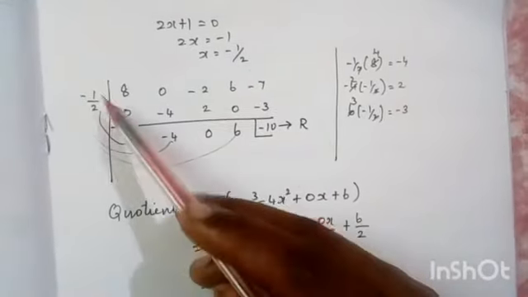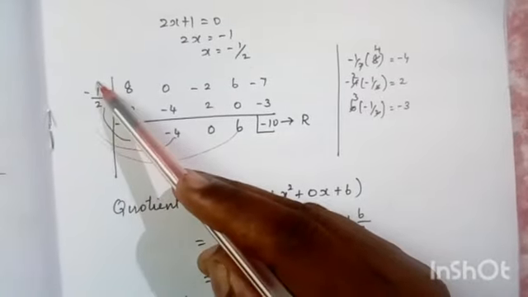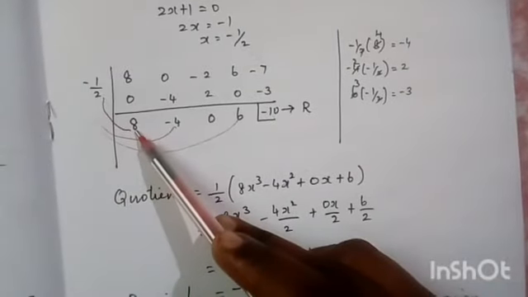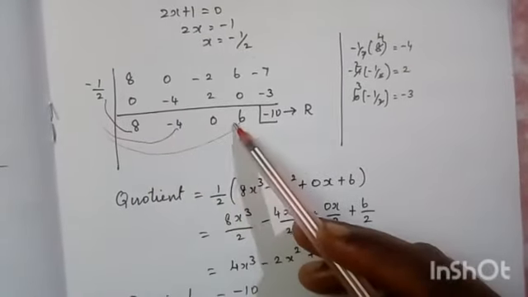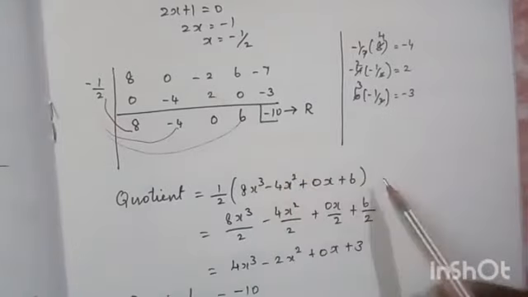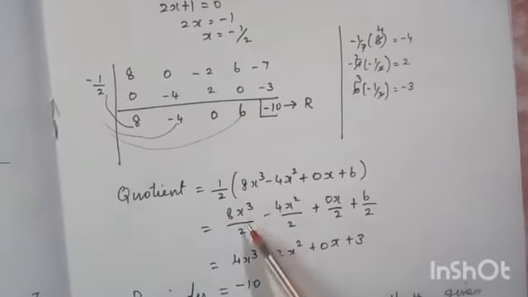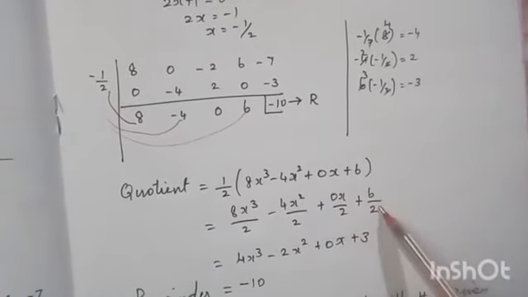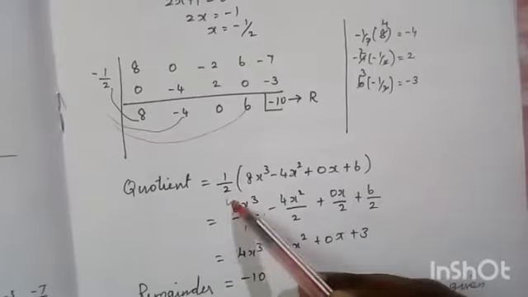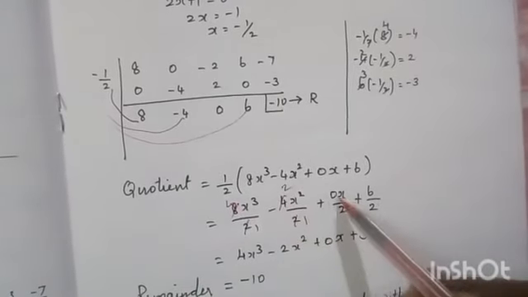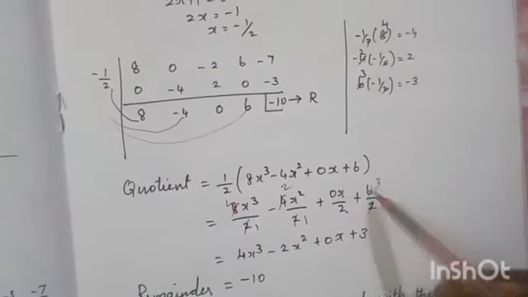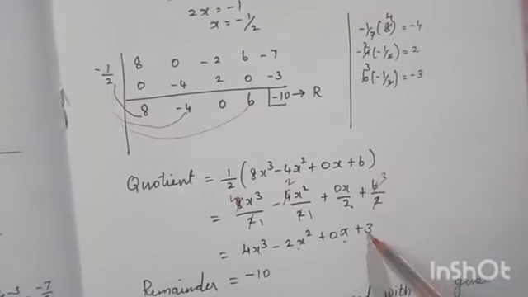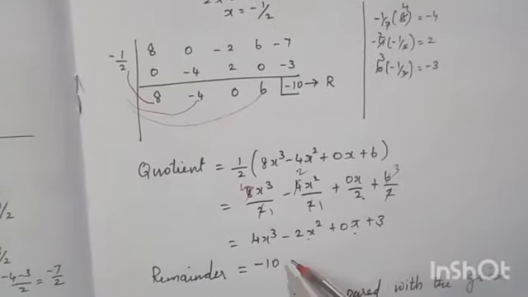Now the quotient. As in the previous problem, when you have a fraction, without considering the sign, take this 1 by 2 times the quotient 8x cube minus 4x square plus 0x plus 6. Take the 1 by 2 inside: 8x cube by 2 minus 4x square by 2, 0x by 2 plus 6 by 2. So it is 4x cube minus 2x square plus 0x plus 3. The remainder is equal to minus 10.